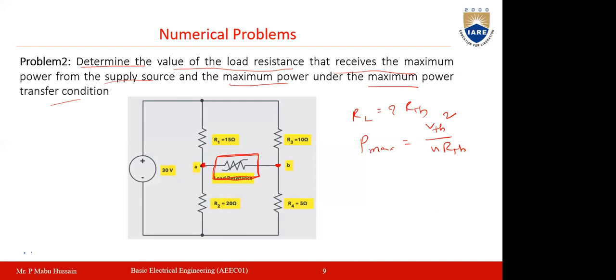Between the terminals A and B, you need to find R Thevenin as well as V Thevenin. Finally, you replace this circuit with V Thevenin in series with R Thevenin. Now between these two terminals A and B, we will connect the load resistance RL. Then you can find the maximum power transfer from this expression.